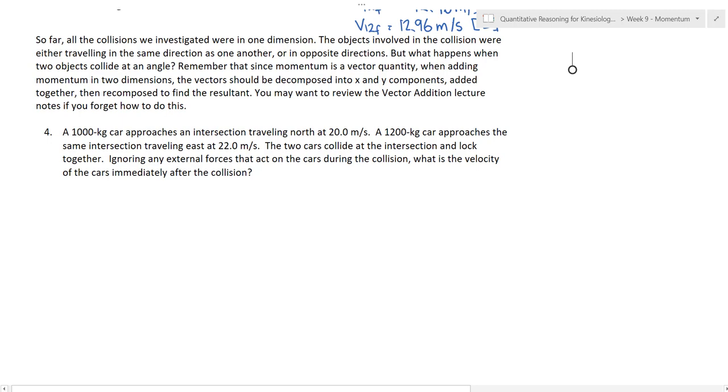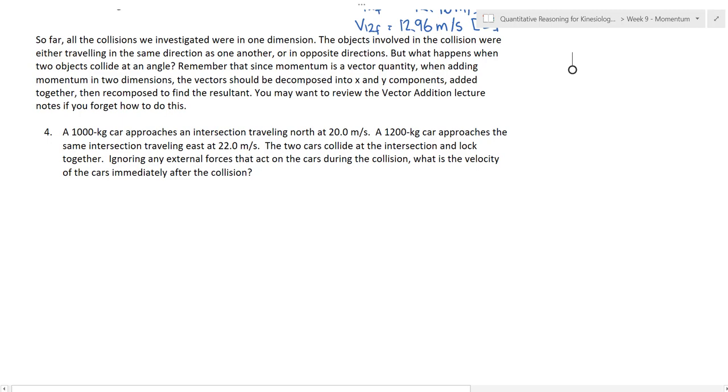So since momentum is a vector quantity, when you add momentum in two dimensions, the vectors could be decomposed into x and y components, just like we did when we first talked about vectors. We can also add those vectors together by adding the x components of each of the vectors and the y components of each of the vectors and recompose them to find the resultant. Okay, so if you want to at this point, you might want to stop and review the vector addition lecture if you've forgotten how to do this.